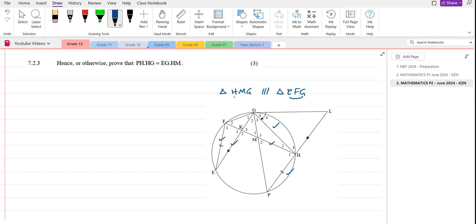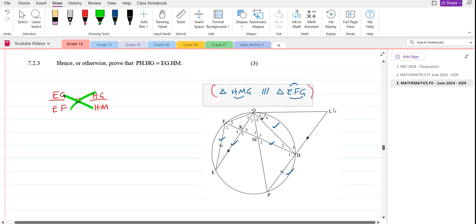So we're going to use EG and HM. So we can say EG over EF. Right, so this is going to be your reason. EG over EF equals HG over HM. Now remember what we need to keep. We need to keep EG and HM. So we can cross multiply these two out. And what's your reason for that? Your reason for that is similar triangles, right? So that's your reason for that.